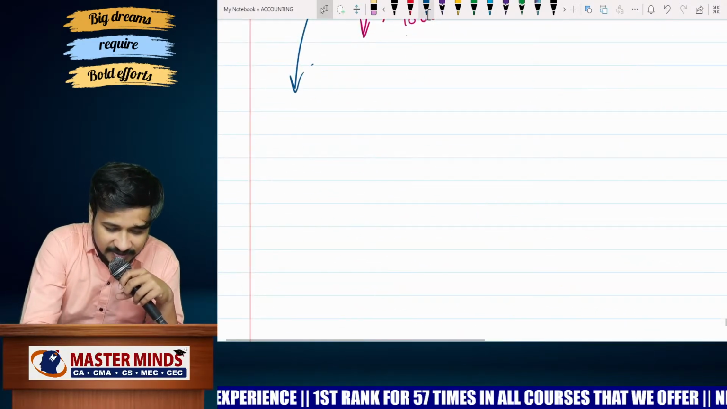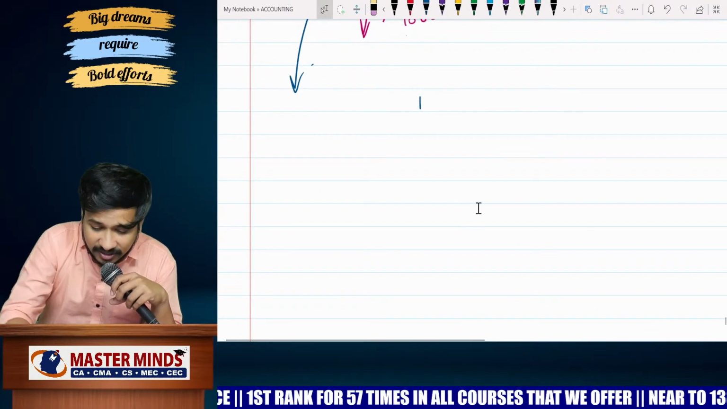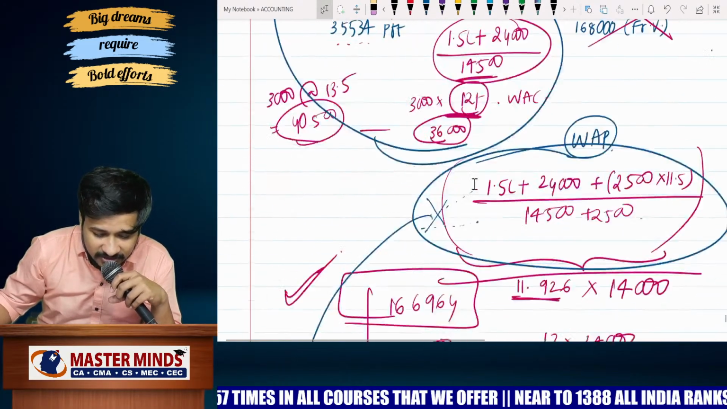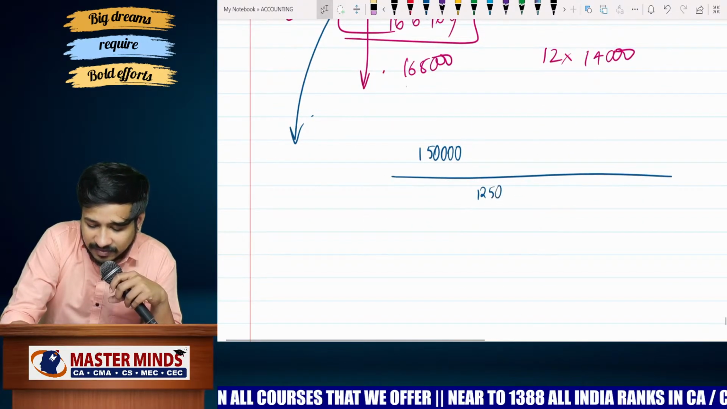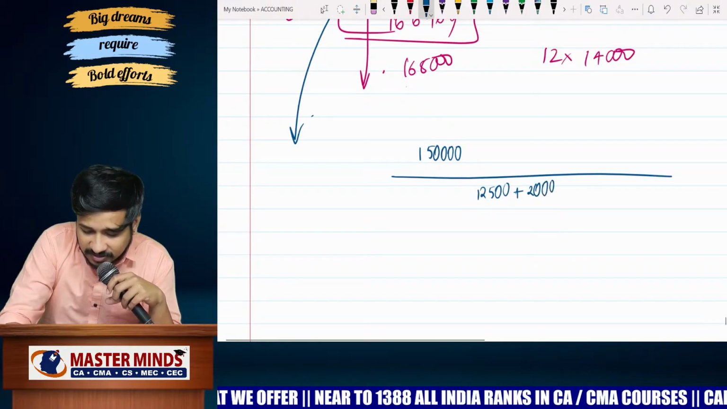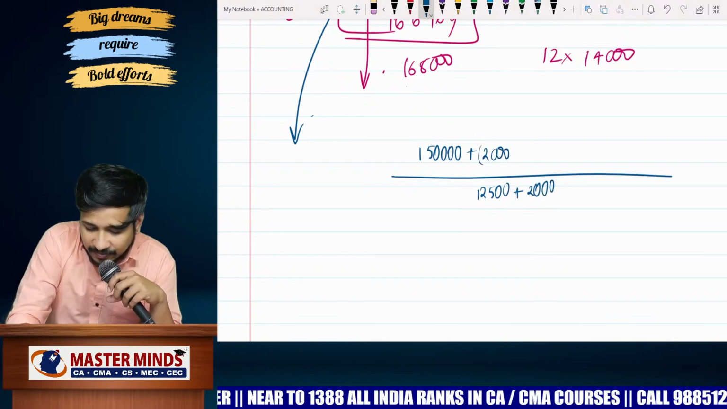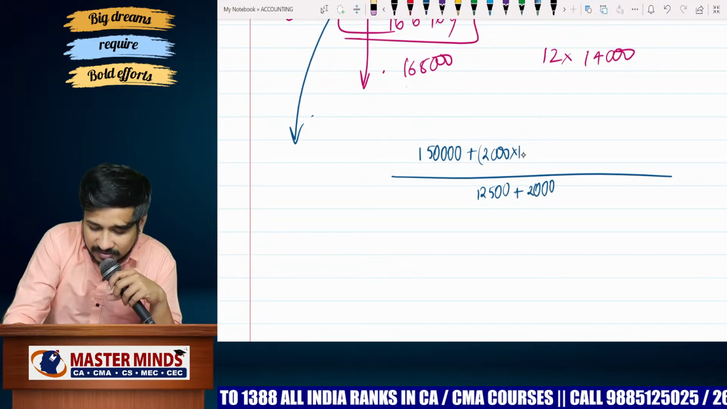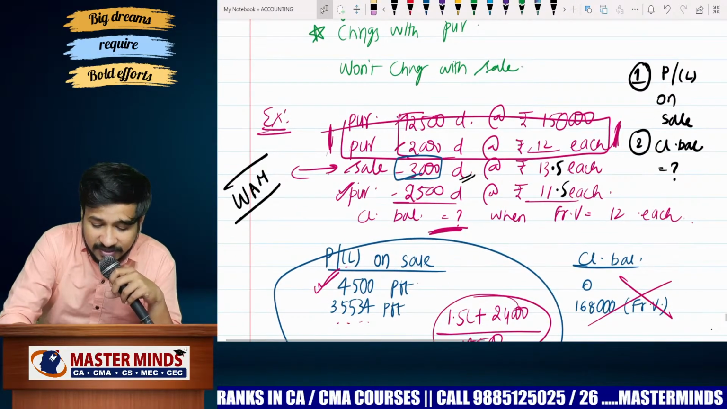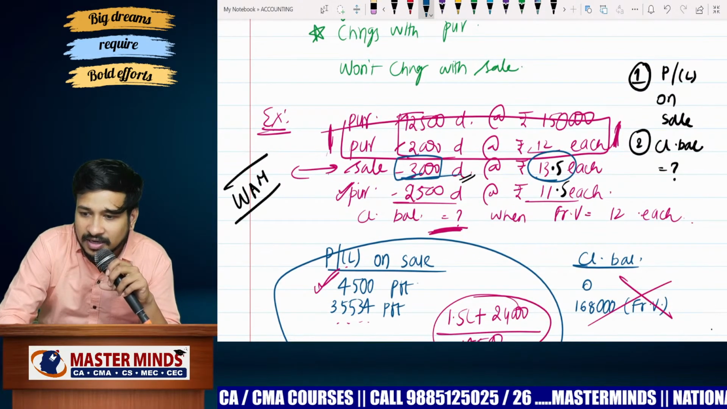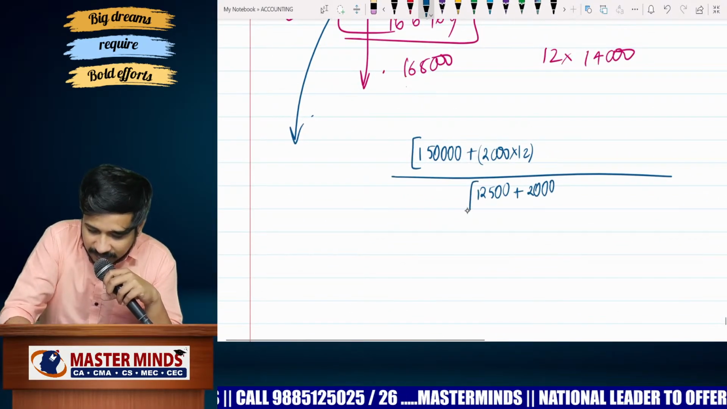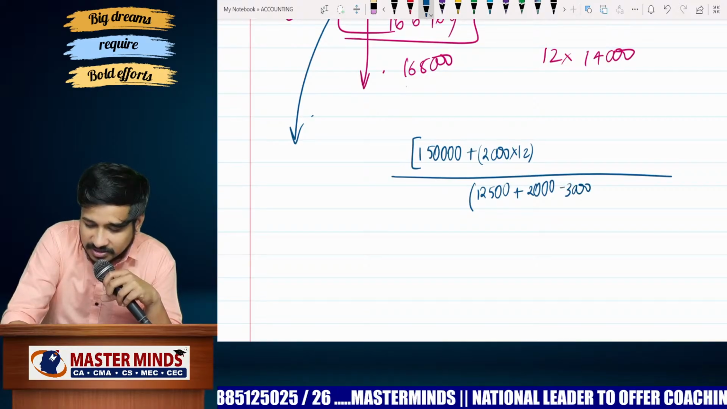And to find that, originally the total cost price is 1,50,000 for how many debentures? 12,500. Next, we purchased another 2,000 debentures at a price of 12, so 2,000 into 12. Now this is the point where we have sold the debentures. So very, very important, my dear children: minus 3,000 debentures were sold.